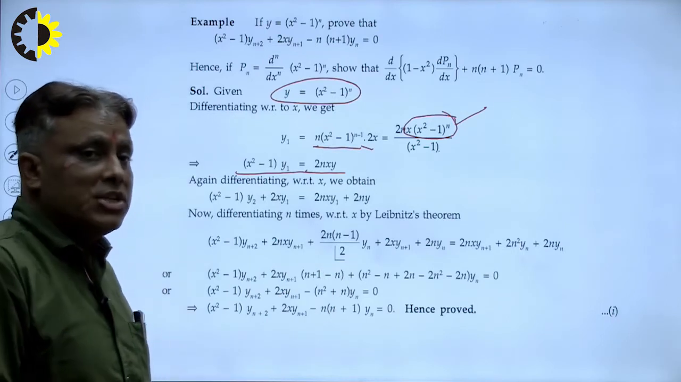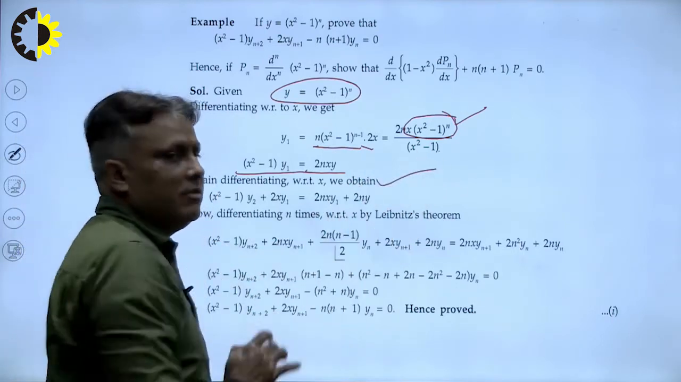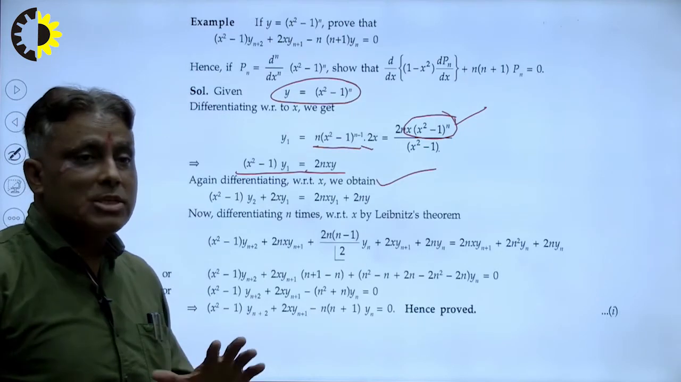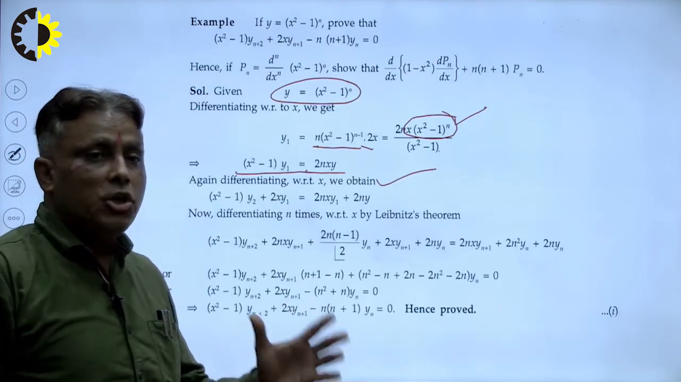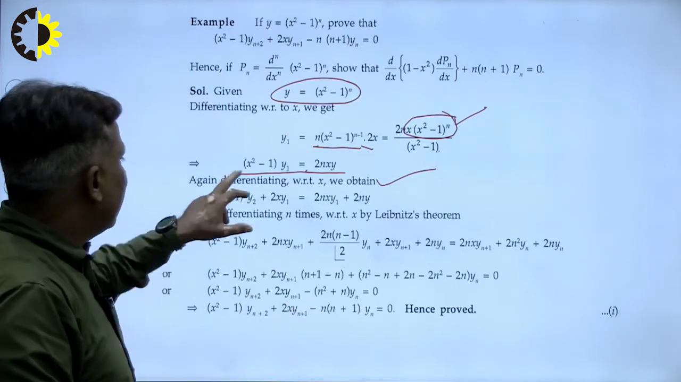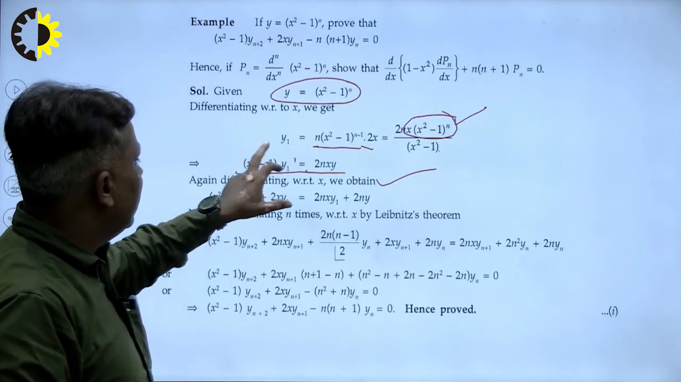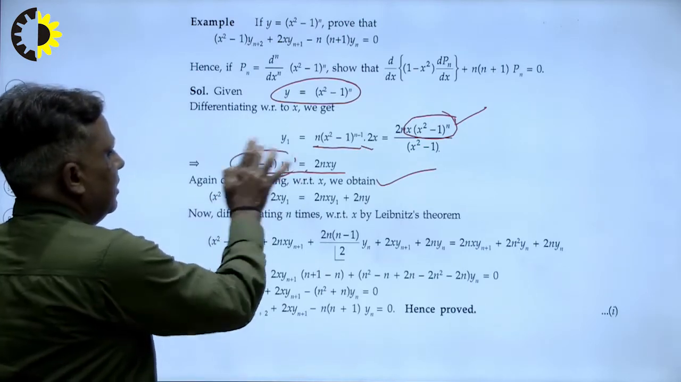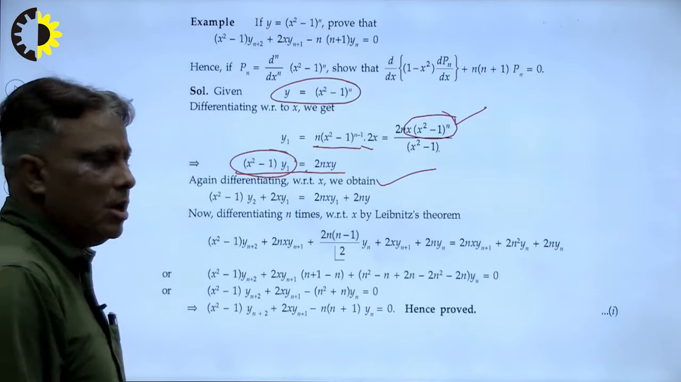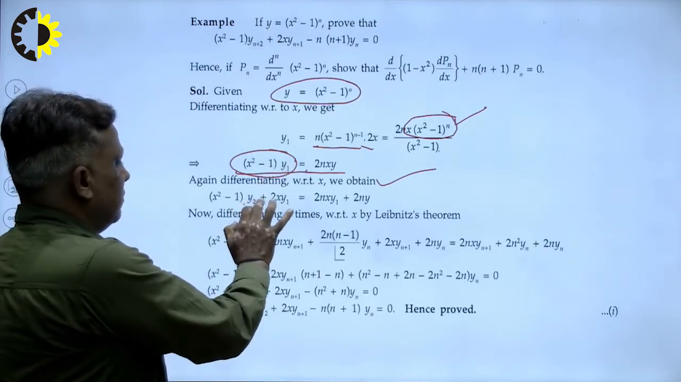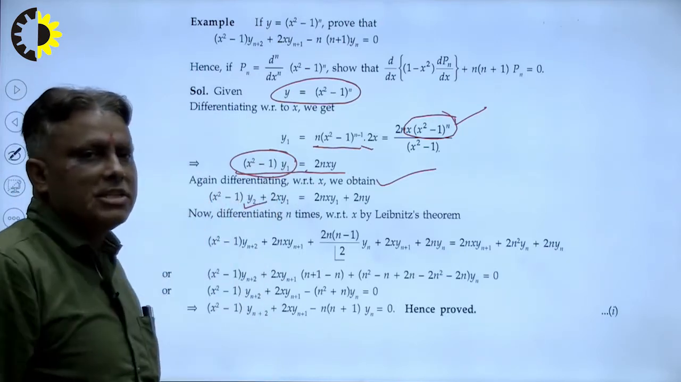Now differentiate again with respect to x, because our aim is not complete. Our aim is to reduce to y2 first. So how to apply it? I apply the product rule here. How to apply the product rule? The differentiation of y1 is y2, and x square minus 1 is as it is.